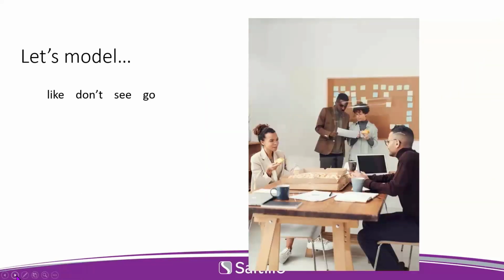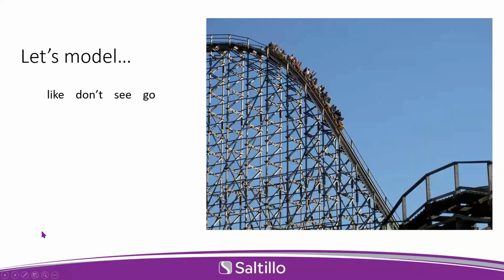Next picture. I see food. She likes it. I like sweets. And in this last picture, go fast or go up, go down. I don't like heights. I like to go up, down, and fast.